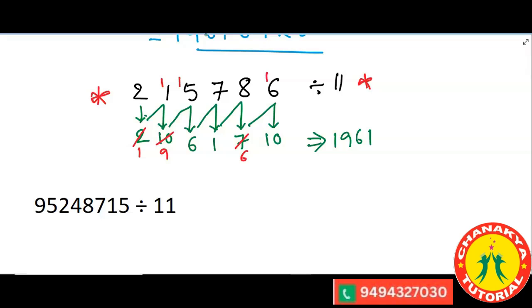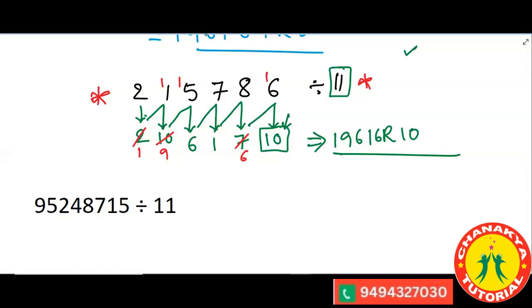No, can't 10 be the remainder? Sir, it can. Yes, then the remainder is 10. Because we are dividing by 11, we can get the remainder 10 also. Because it is in the last place, we cannot move forward. We should stop here and declare that 10 as the remainder. All of you understood? So 19616 is the quotient, and the remainder is 10.